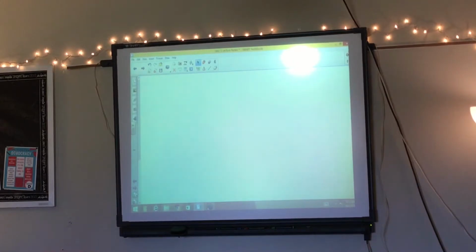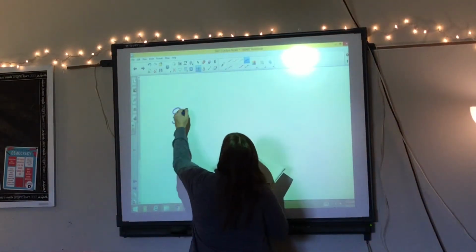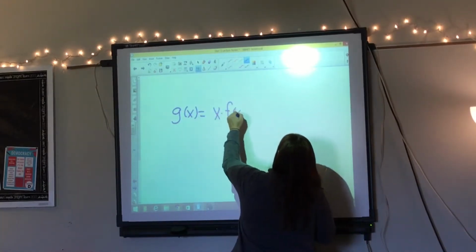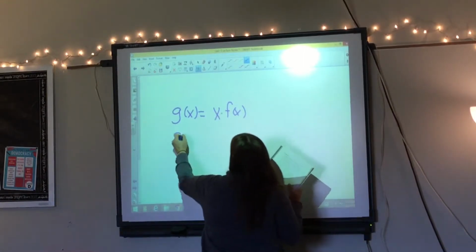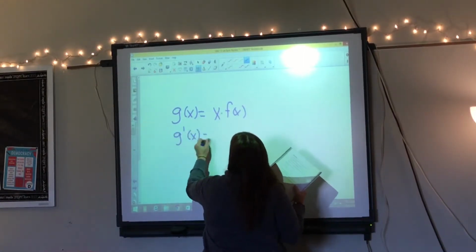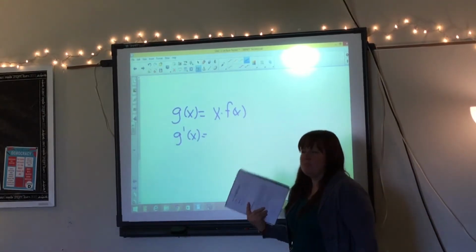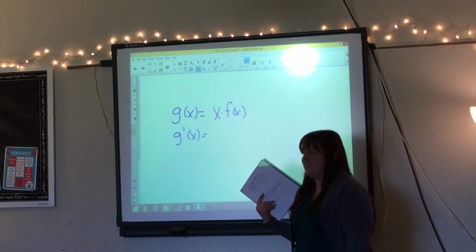Given that g of x equals x times f of x, use the product rule to find g prime of x. We want to find g prime of x. Now this is confusing because in our product rule we named something g of x, and then they give us a function that's g of x, so that's really frustrating.